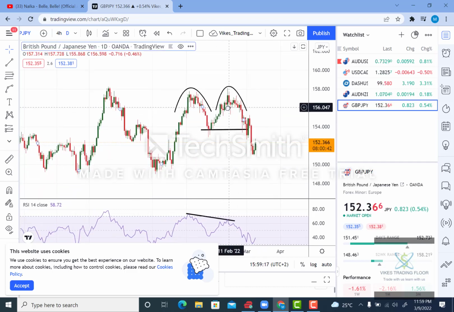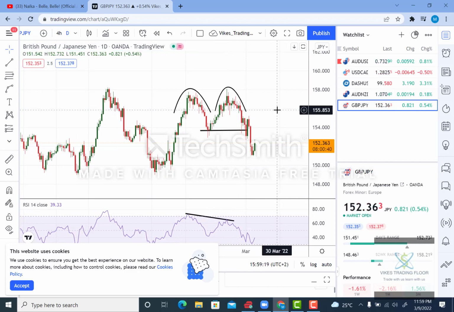So maybe I'll review the trade I took last week on GBPJPY, because I took it somewhere around here. But for today, we're going to look at the second scenario of executing a position once an M pattern breaks the neckline.